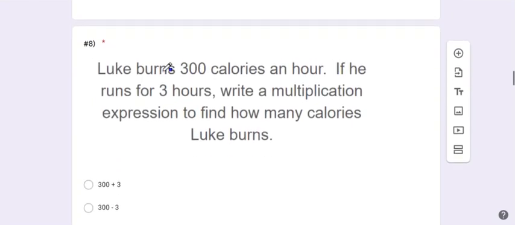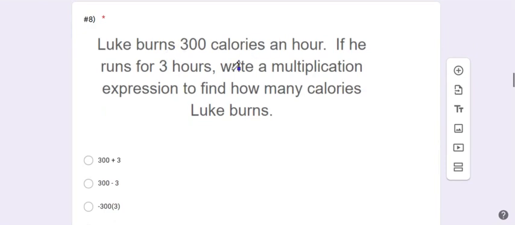Number 8, Luke burns 300 calories in an hour. If he runs for 3 hours, write a multiplication expression to find how many calories Luke burns. So if you're burning calories, we represent that with a negative sign, right? Because those calories are going away. So negative 300, that's how many he burns in 1 hour. But if he runs for 3 hours, we could say negative 300 plus negative 300 plus negative 300, right? Which would give us negative 900.